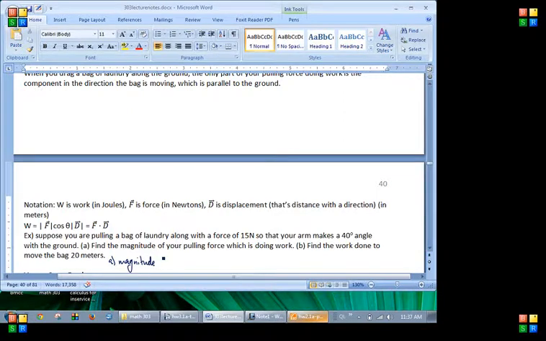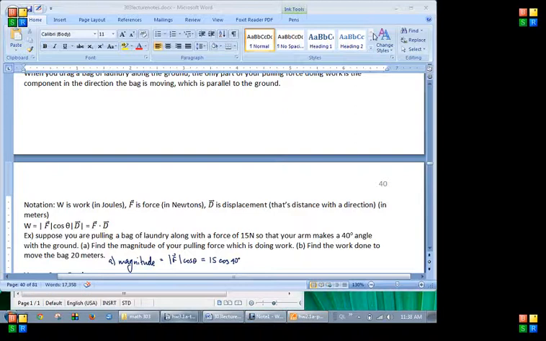So what's the magnitude of the force that's doing work? It's not the full F. It's the component of F that's going along the ground, which is F times cos theta. So it's magnitude of F times cosine theta. We know magnitude of F is 15, but there's a 40-degree angle operating there. So it's 15 times cosine of 40 degrees, and that works out to 11.49 newtons.